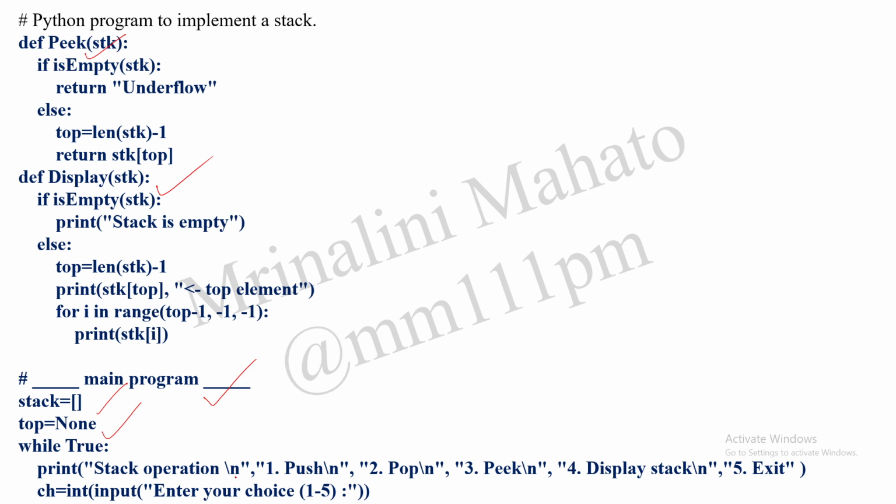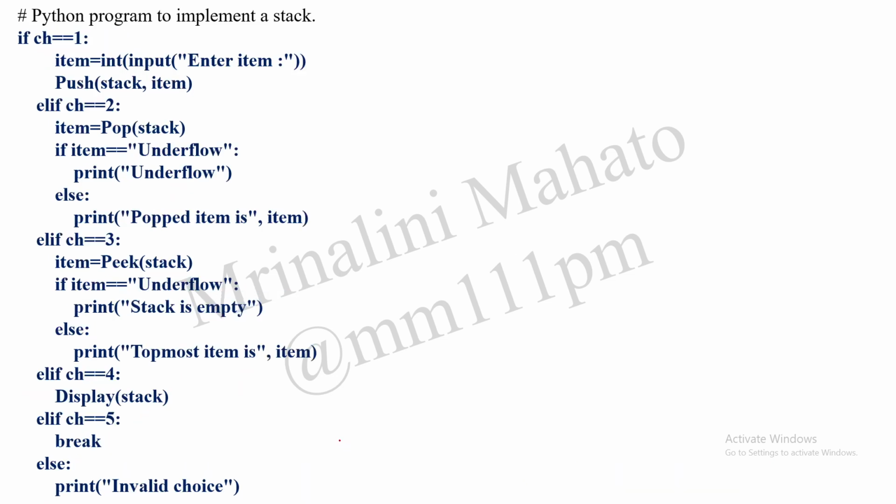Which operation do we have? \n means in the next line it will display: 1 for push, 2 for pop, 3 for peek, 4 for display, and 5 for exit. And enter your choice 1 to 5. You put your choice from 1 to 5 here as an integer, and I have taken it through the input method. Now come here.